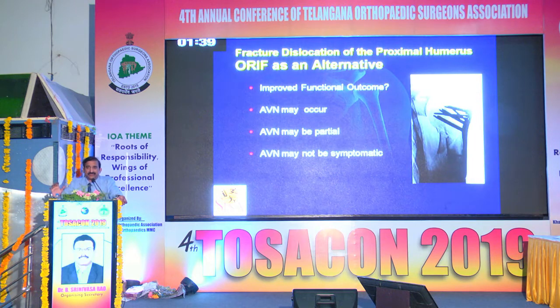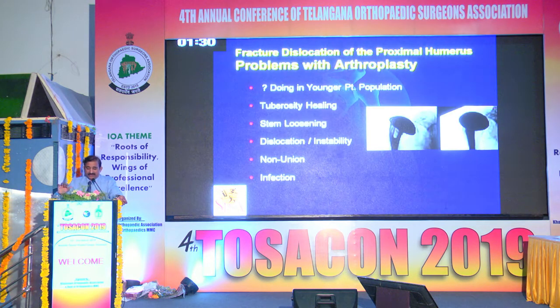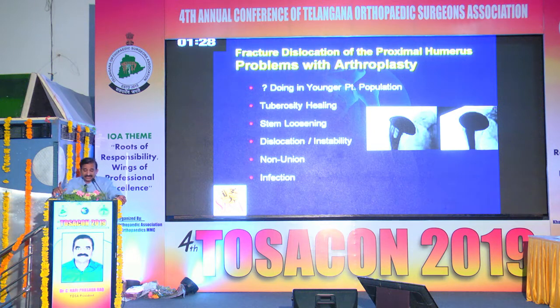So you have to always explain to the patient there's a possibility of AVN, or AVN may be partial or full, or it may be complete, or it may be symptomatic. But if you're treating with hemi, always, especially in doubtful patients, younger patients, be very careful because there's a lot of tuberosity healing issues, stem loosening, dislocation, non-union, and infection.